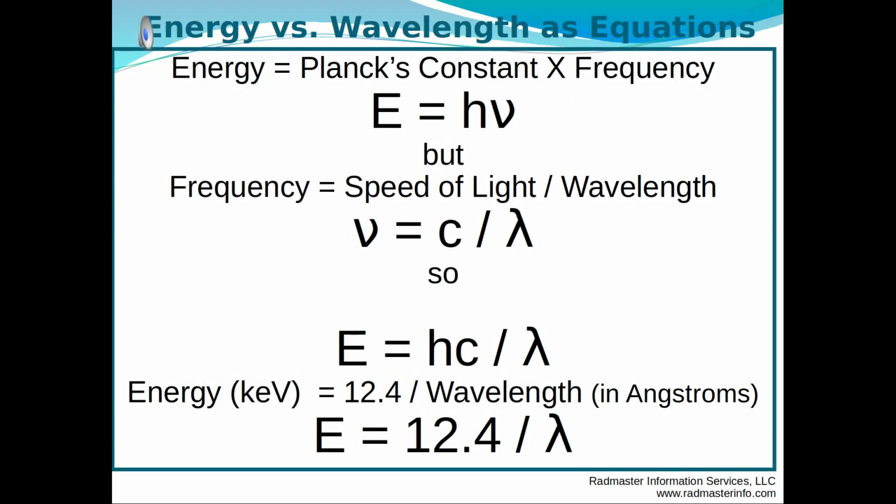With a little mathematical magic, one can derive the above equation calculating the energy of a photon in keV from its wavelength in angstroms. 1 angstrom equals 10 to the minus 10 power meters. Remember, whenever we see numbers in an equation, that means the equation is unit dependent. This one only works when energy is in keV and wavelength is in angstroms.